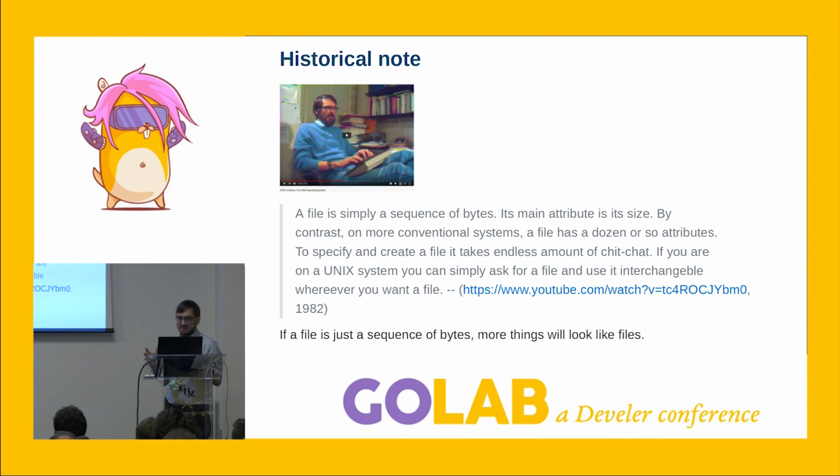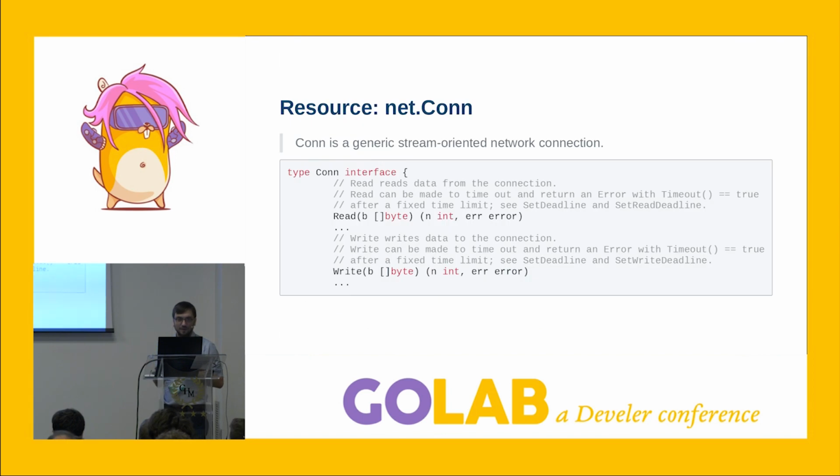And Unix, of course, has this idea that a file is just a sequence of bytes. It wasn't like this was a real simplification at that time, because it seems like other systems were not really that simple. And my take on this is that if a file is just a sequence of bytes, then more things start to look like files. So let's look at a couple of them.